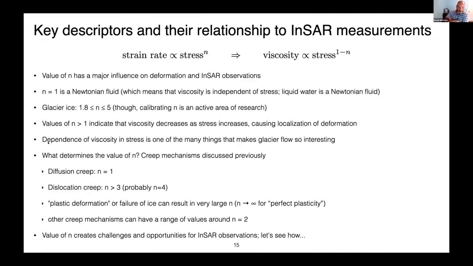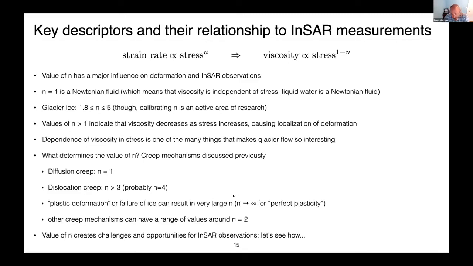Dislocation creep requires n values typically of 3 or more, probably in the 4 range, but we're still working on this kind of thing. Now that all assumes that the ice lattice is still relatively intact, but if we get a lot of damage going on, the disintegration that we saw in Pine Island before and so forth, we get plastic deformation in the ice or failure of the ice, and this can result in a very large value of n. In fact, n will go to infinity for a perfect failure, a rifting of the ice itself, and a sliding of 2 blocks relative to one another.